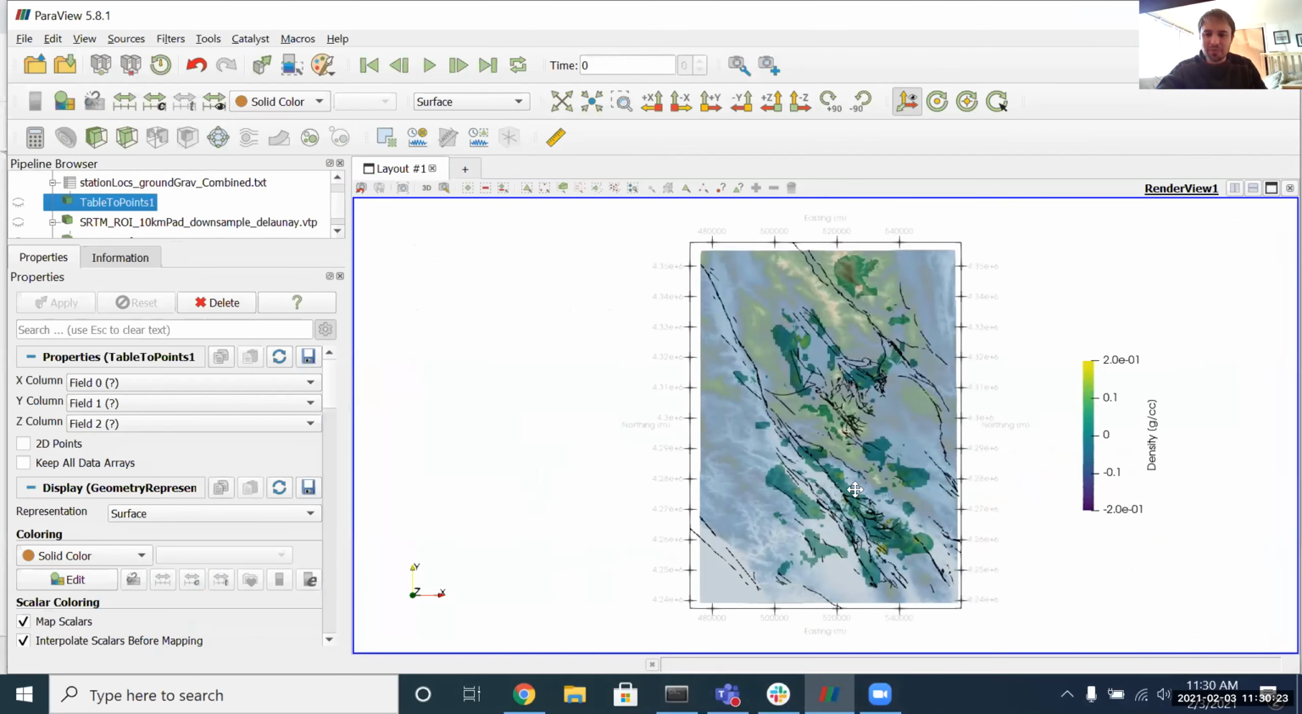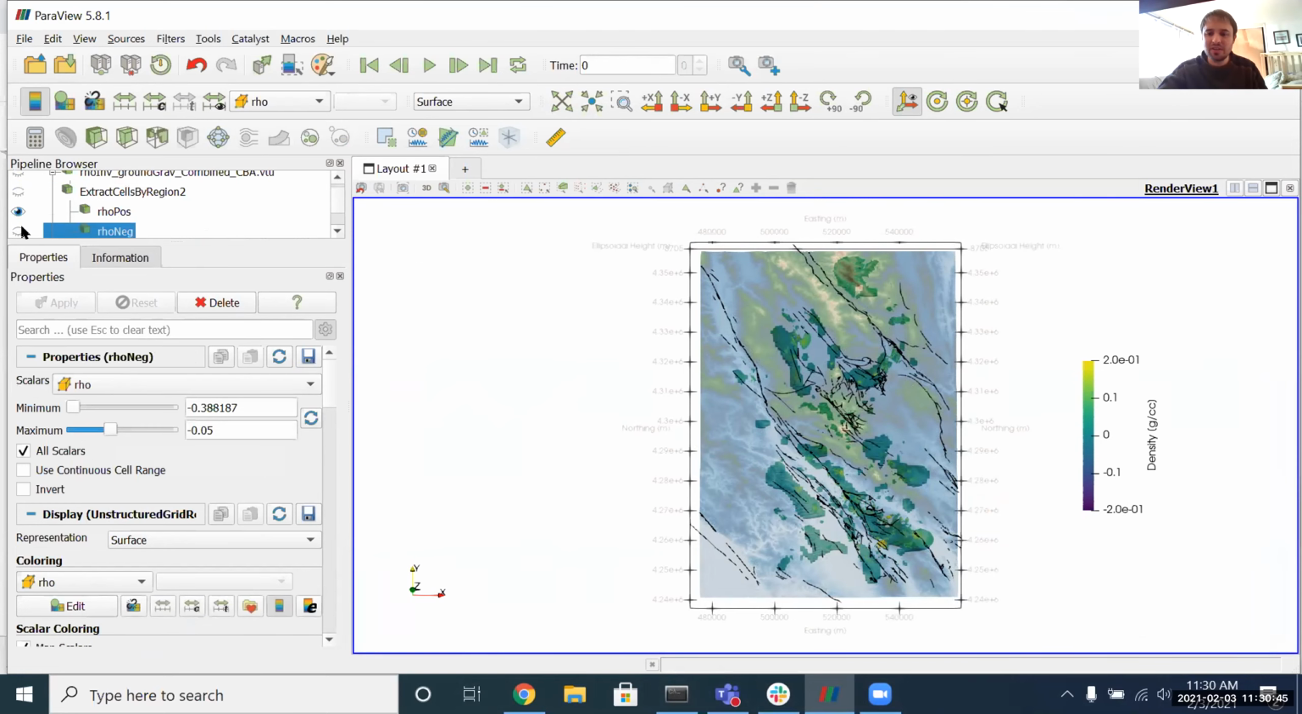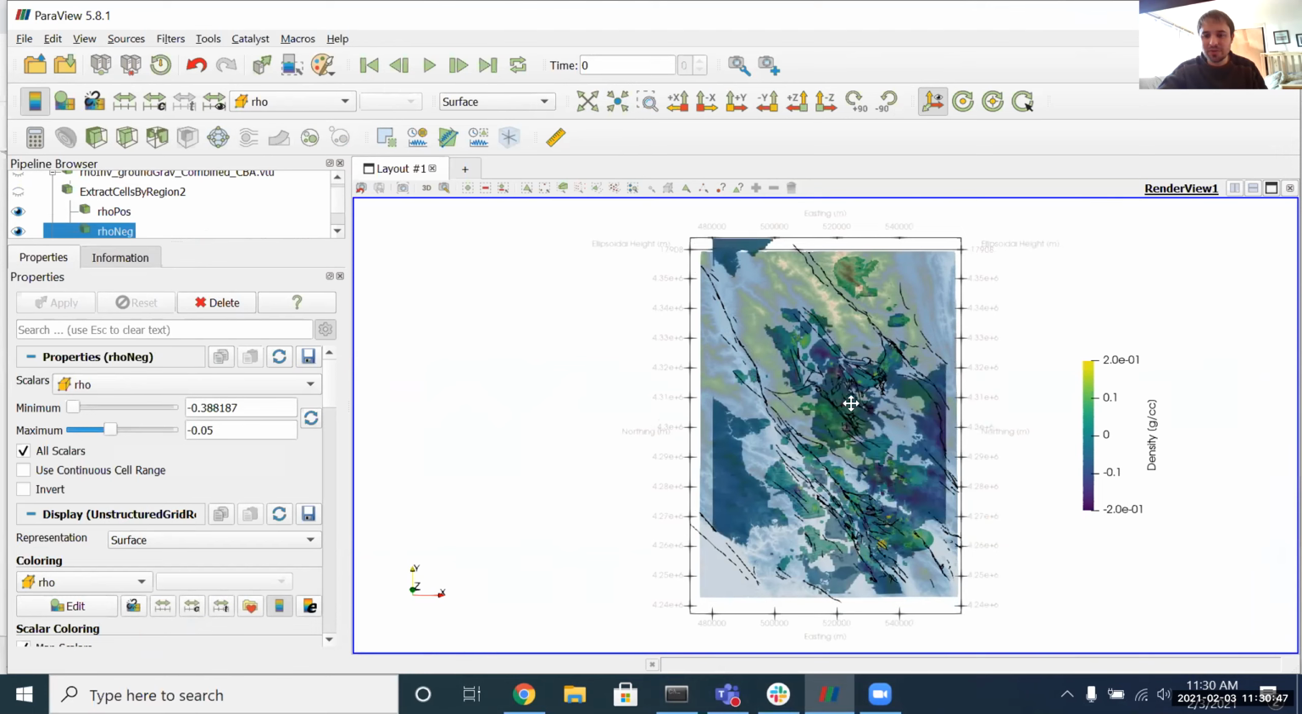So here's just kind of our model. The black lines are just fault traces. And right now, these isosurfaces that we're seeing are some of the positive density anomalies that are there. It's interesting that some of them are following the edges of these faults quite nicely. And then the main negative anomaly is this one here that's centered about the main gravity low just south of the lake.